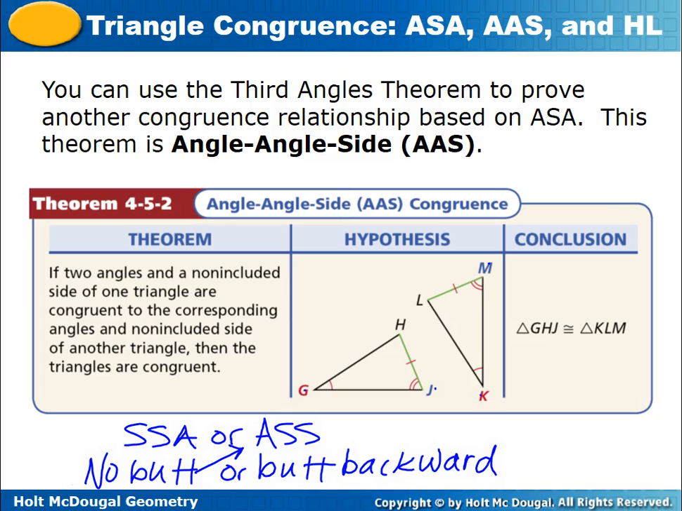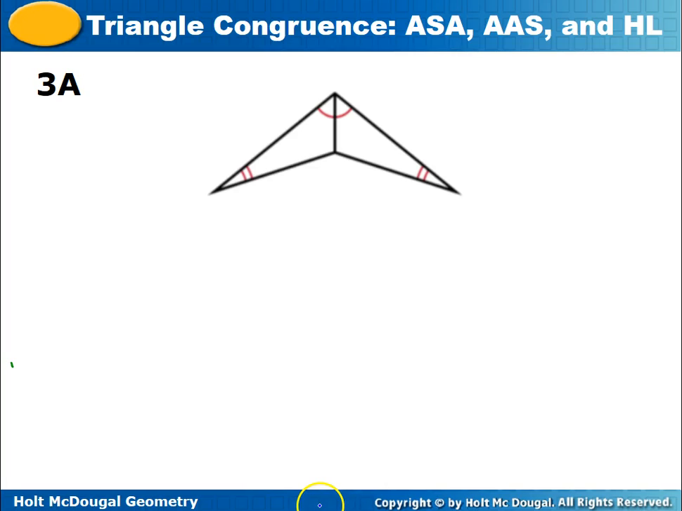I should say it this way. That's not true. The only time you're going to have two S's together is when you have side, side, side. That's the only time. Otherwise, you're not going to have two S's next to each other.